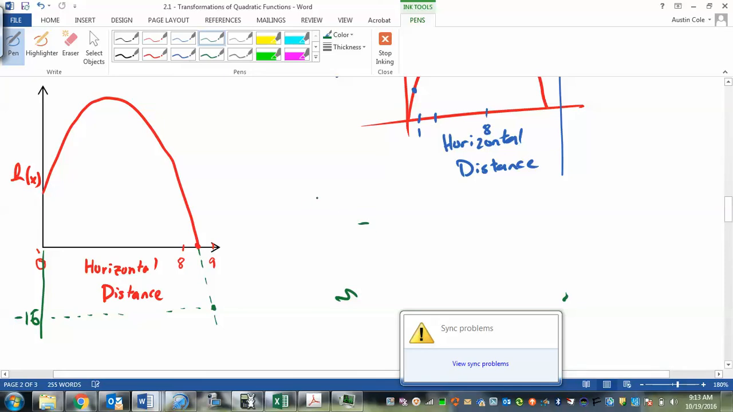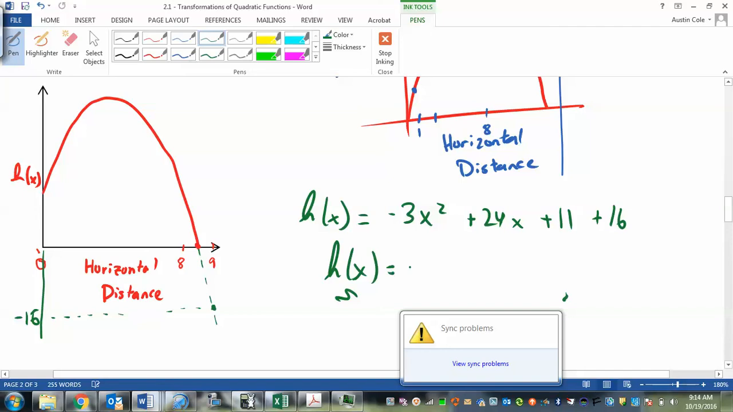got, I need to write this out here for the video. I've got h of x equals negative 3x squared plus 24x plus 11, and we just talked about how we need to shift the graph up 16 units, so I'm going to add 16 to that. So my new function is going to be negative 3x squared plus 24x plus 27.